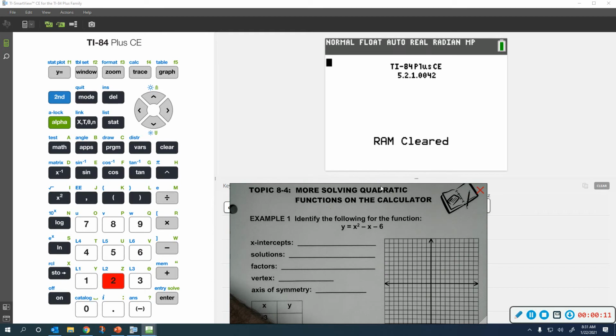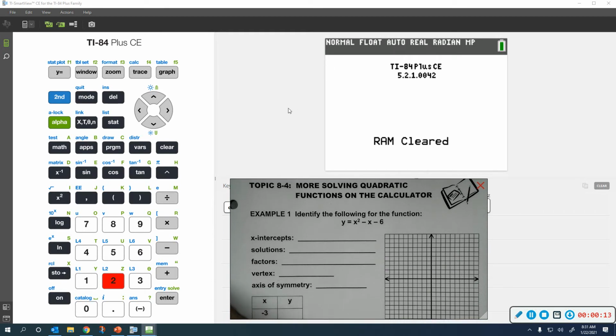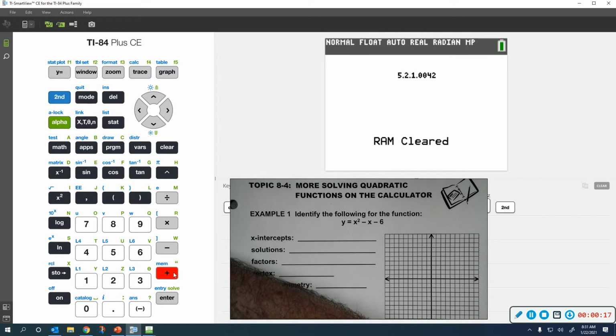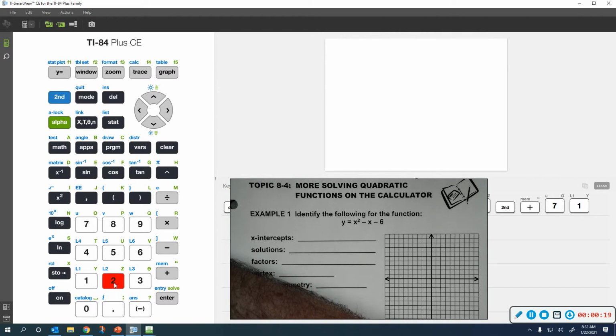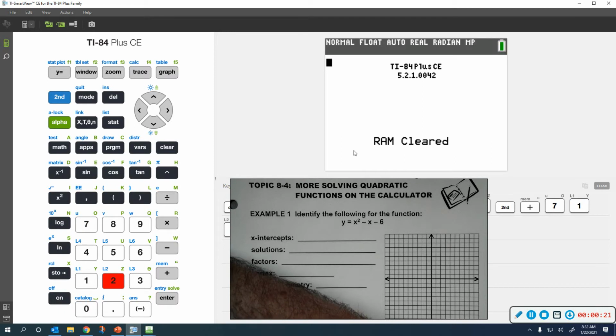Today's video we're going to do some more practice solving quadratic functions using the calculator. The first thing you need to do when you use your calculator is second plus 7, 1, 2. This is going to reset the RAM. It's going to make sure if you changed any of the settings, it's all back to normal.